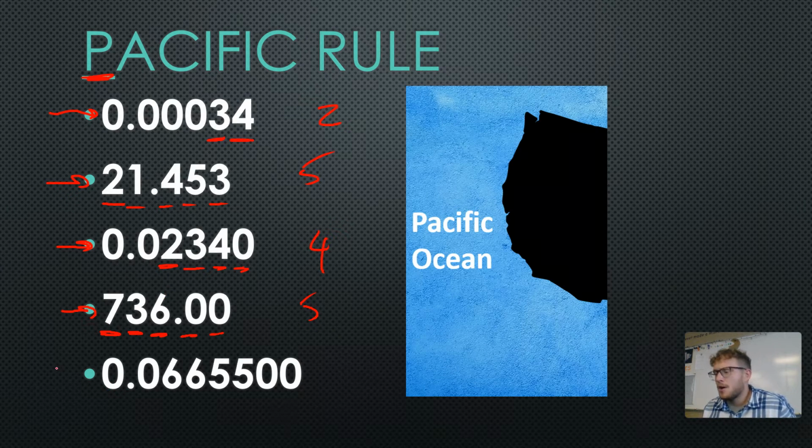All right? We are going to work. First non-zero digit we hit is the 6. And now everything after that is significant. All 6 of those digits are now significant. All right? So that is the Pacific rule.